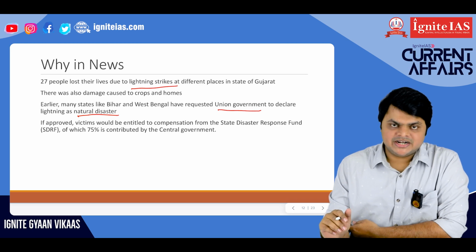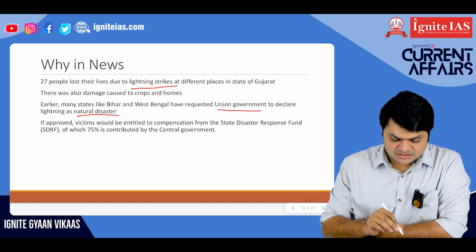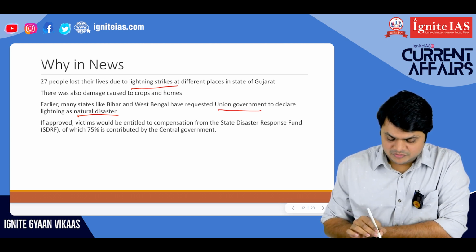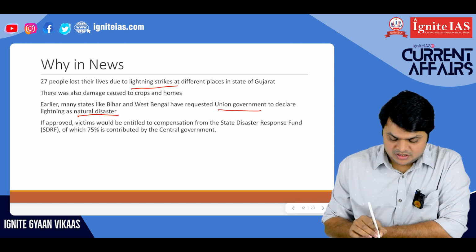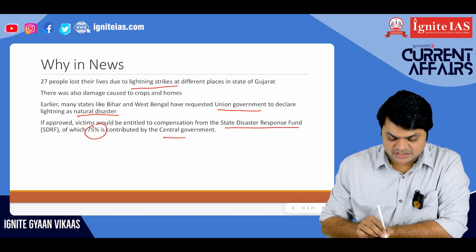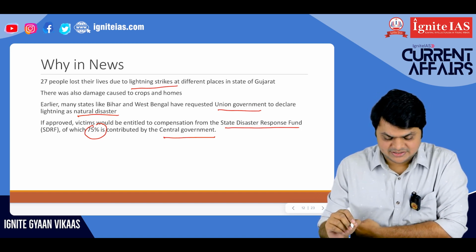So why are the state governments requesting it? Because once it is declared as a natural disaster, the victims of this natural disaster will be entitled for compensation from State Disaster Response Fund. Now, 75% of the funding of State Disaster Response Fund comes from central government. That's why there is a request from state governments to make lightning a natural disaster.